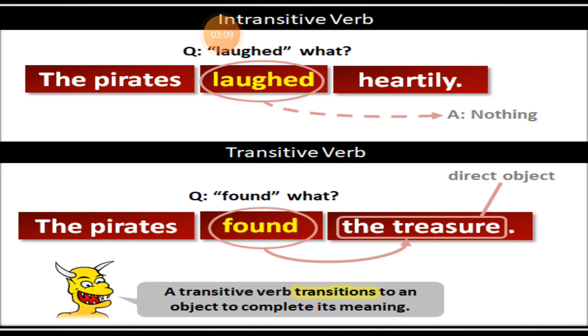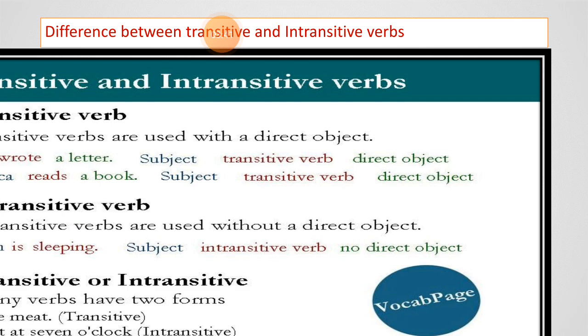We can have the examples. The pirates laughed heartily. How? Heartily. So, laughed at what is not required over here. Laughed here is the intransitive verb. And we can see another example of a transitive verb, where we have the direct object, in this sentence: the pirates found what? The treasure. The pirates found the treasure. That is a direct object. So a transitive verb transitions to an object to complete its meaning.